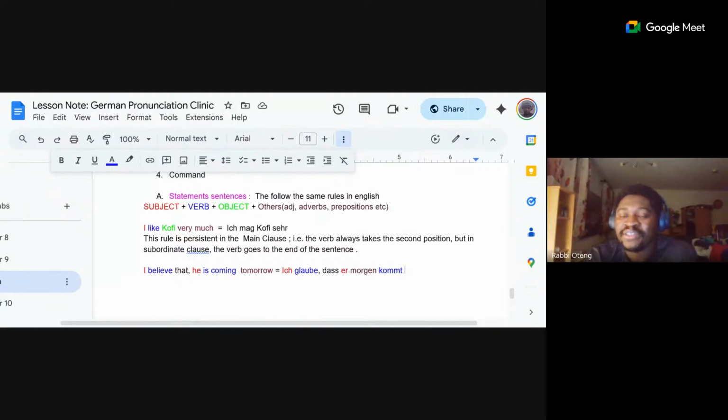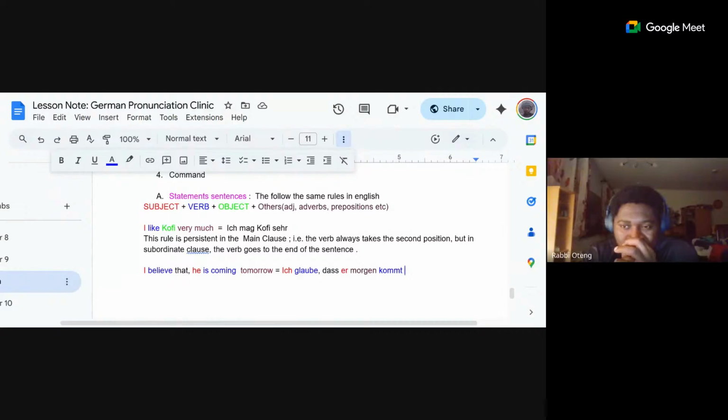But in the subordinate clause, the subjects will come, the objects will come, the others will follow. Then the main verb goes to the end of the sentence. Okay, that's with subordinate clauses in German. That's the only difference.